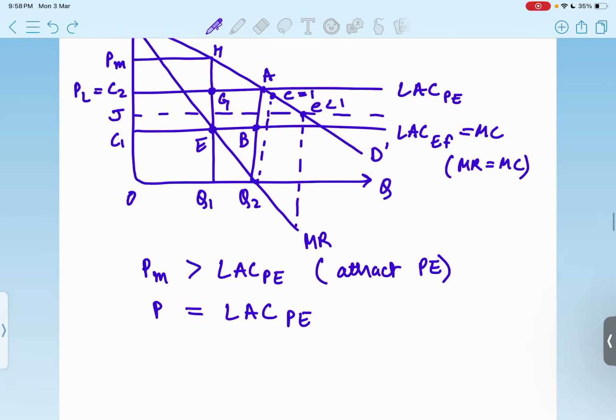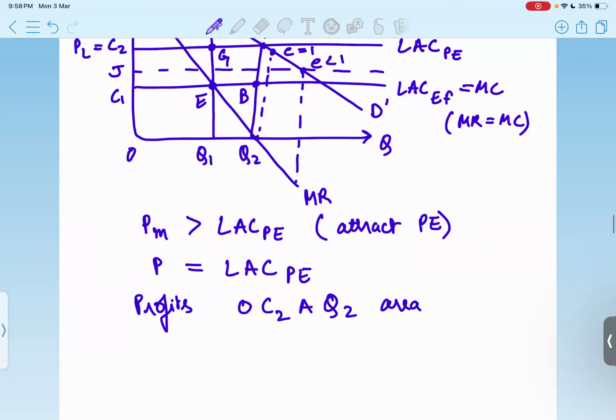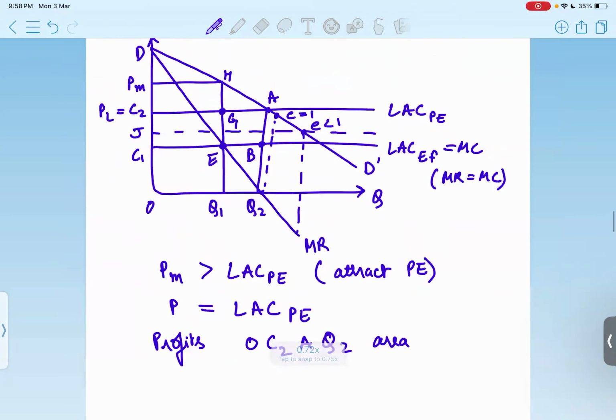And at the limit price, the profits that would be made would be given by the area OC2AQ2. So the area of this region will give us the profits being made. So we have decided how the limit prices will be determined in the market.